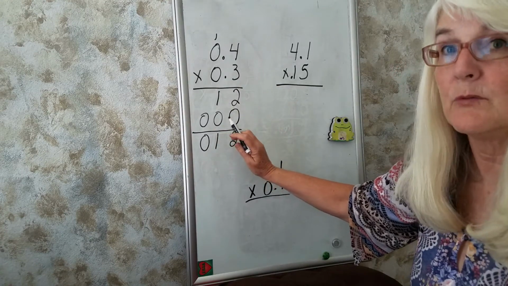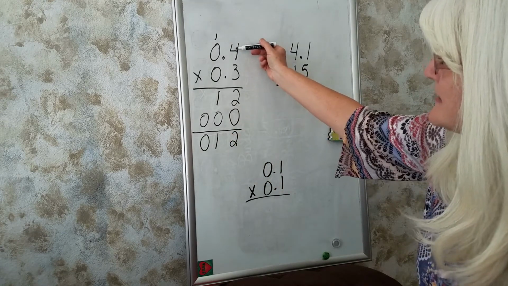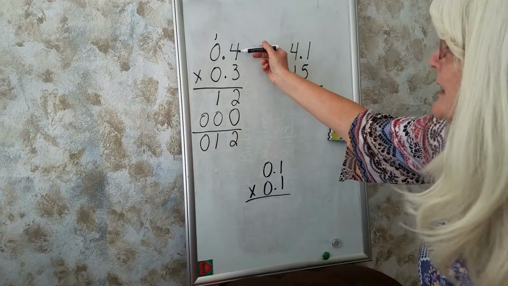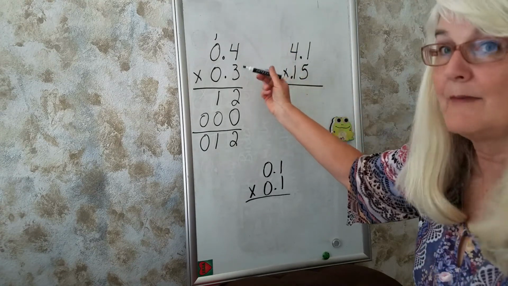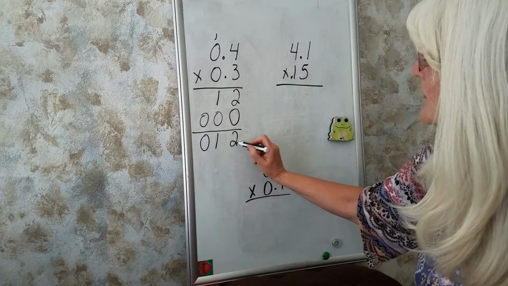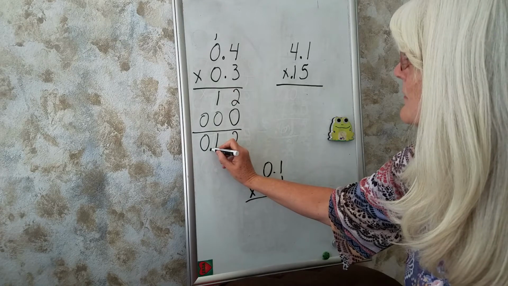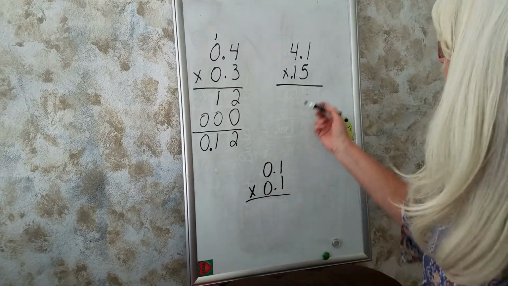Now is when I can put my decimal in. What I do is I count the number of places to the right of the decimal in each factor. I have one here and one here. That makes 2 altogether. So in my final answer here, I count 2 places over and I insert the decimal. And that's it. It's easy.